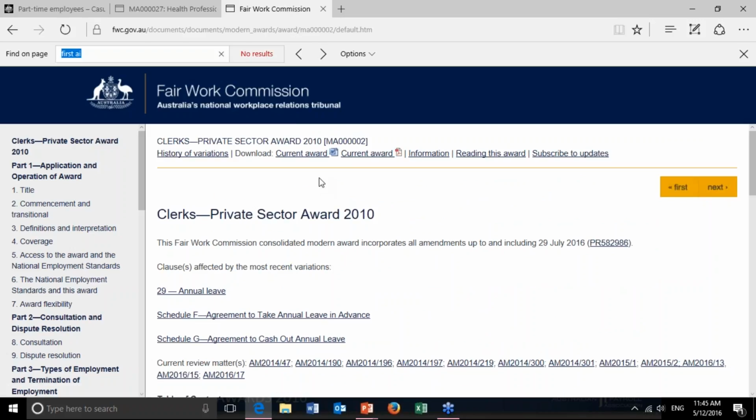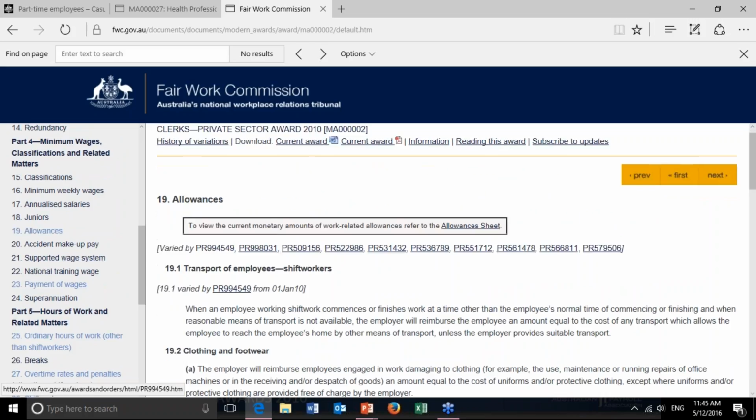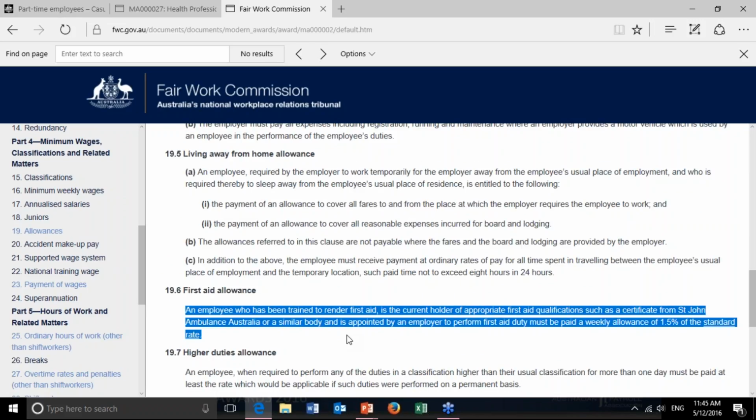So if I go to the Clerks Private Sector Award and I look for a first aid allowance, I can look for any allowances. Do we have a first aid allowance? We do. And the first aid allowance says an employee who, number one, has the qualifications, and number two, is required to be the first aid officer at work. So great that you've got qualifications, but if you're not the designated first aid officer, you're not going to get this particular allowance. So what does it say about this allowance?